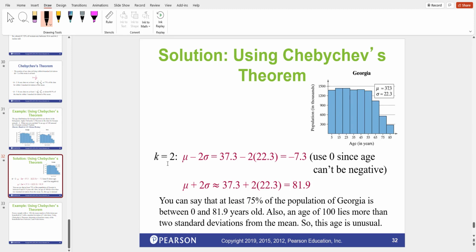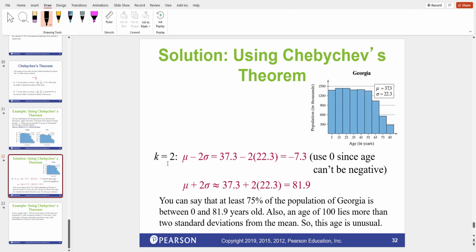If I multiply my standard deviation by 2, since we're going out 2 standard deviations, and we add and subtract from the mean, I get negative 7.3 and I get 81.9. So those values are 2 standard deviations away from the mean. Since age cannot be negative, we're just going to change negative 7.3 to 0. So we can say that at least 75% of the population of Georgia is between 0 and 81.9 years old.